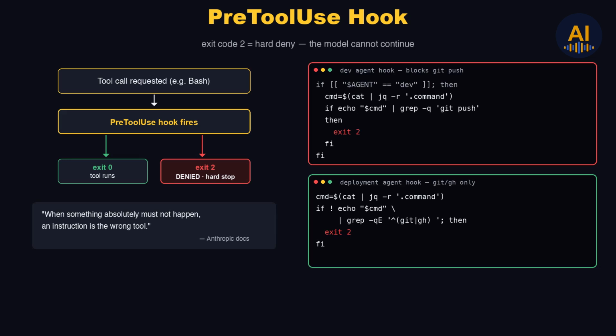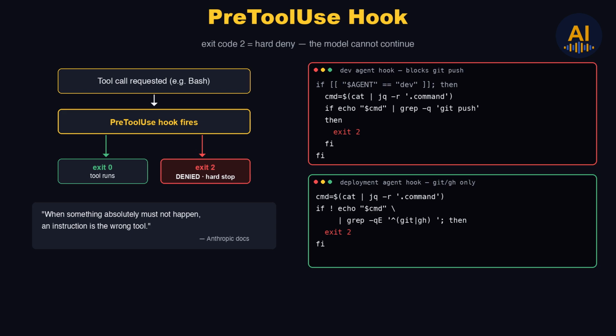A PreToolUse hook fires before every tool call. If it exits with code 2, the call is denied, not warned, not logged, denied. The model gets a hard stop. Anthropic's own documentation says it directly. When something absolutely must not happen, an instruction is the wrong tool. Models occasionally violate rules under ambiguous conditions or pressure. Hooks cannot be reasoned past.